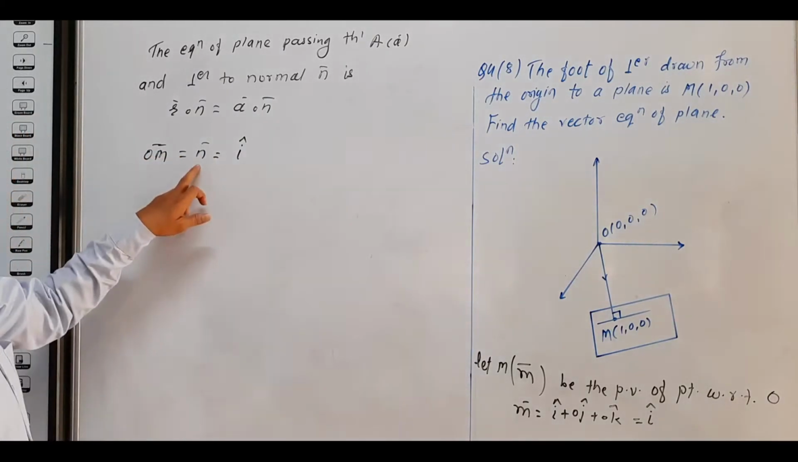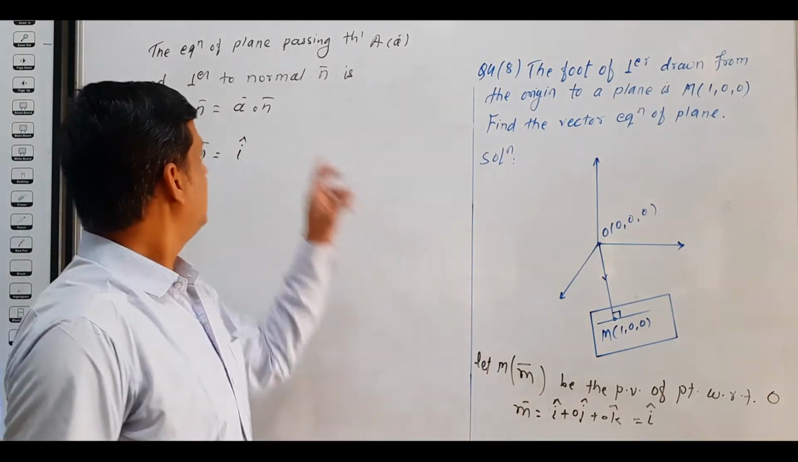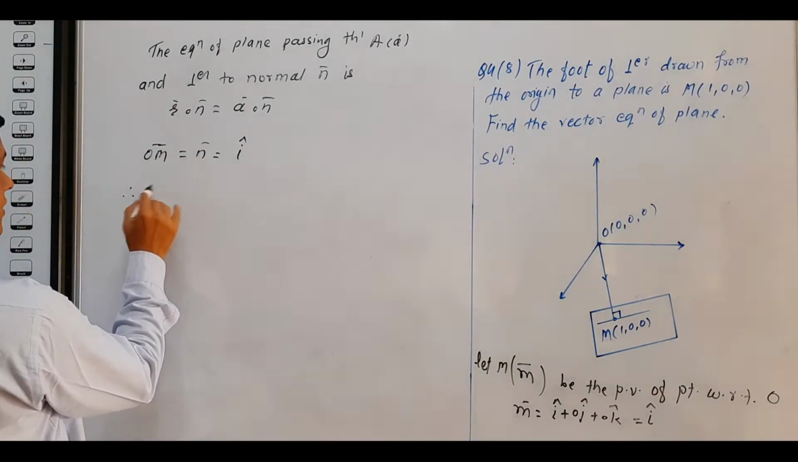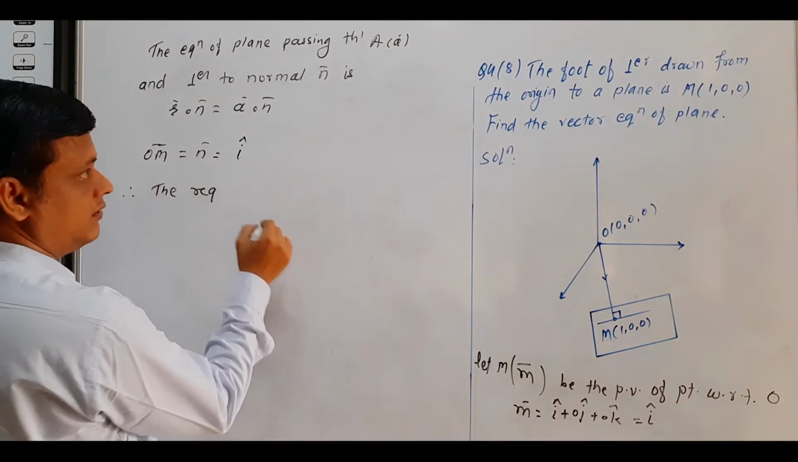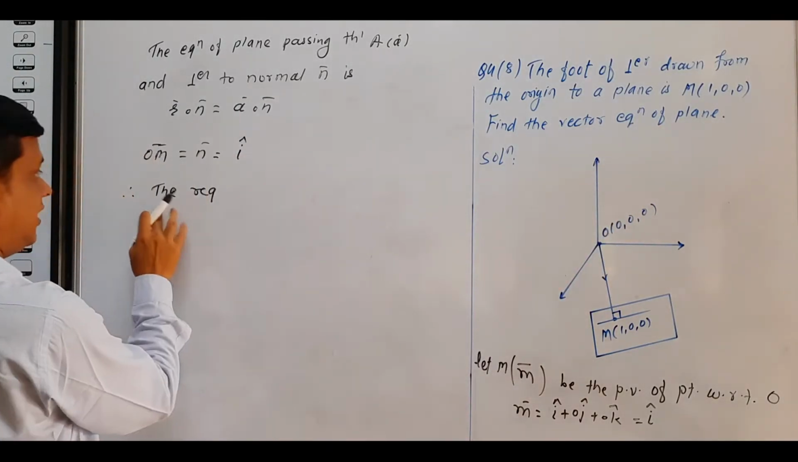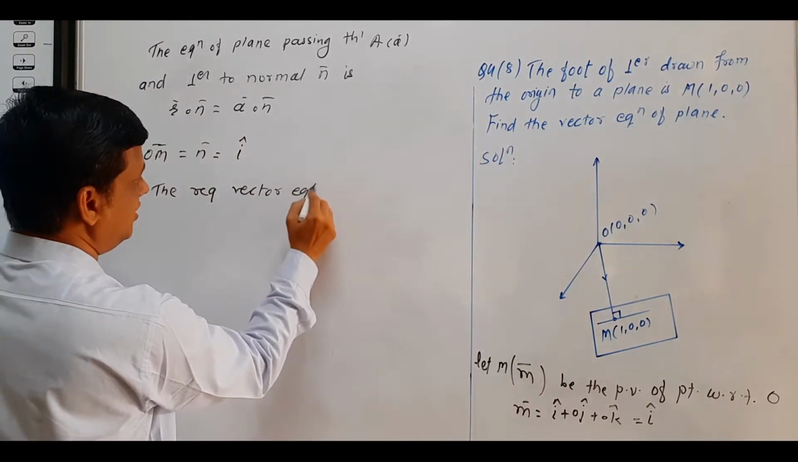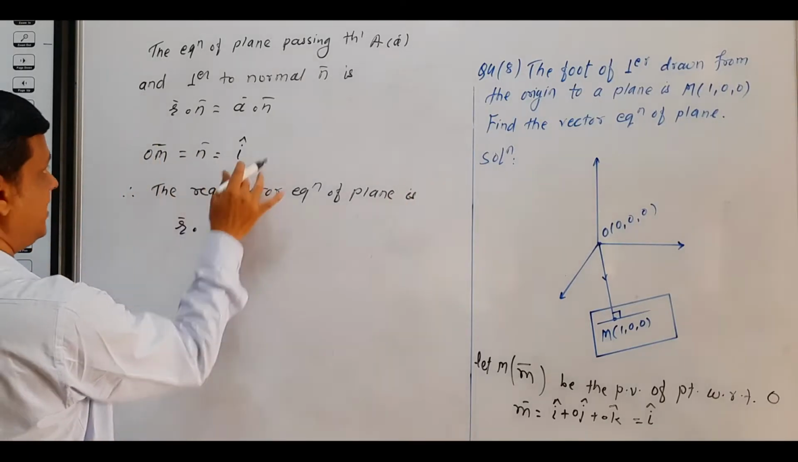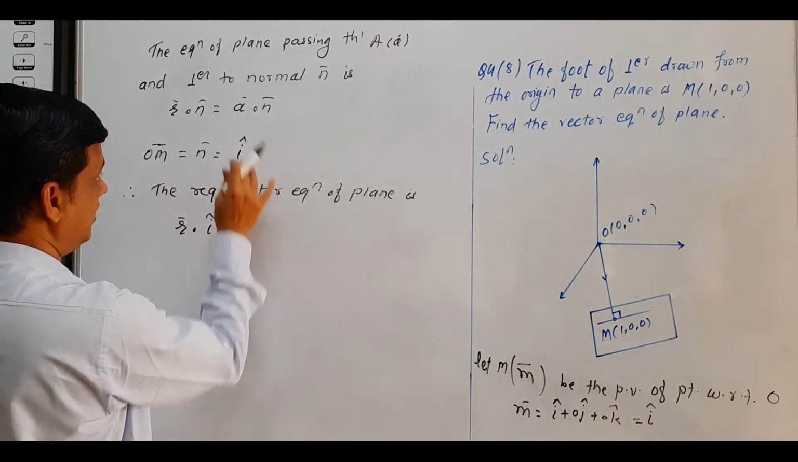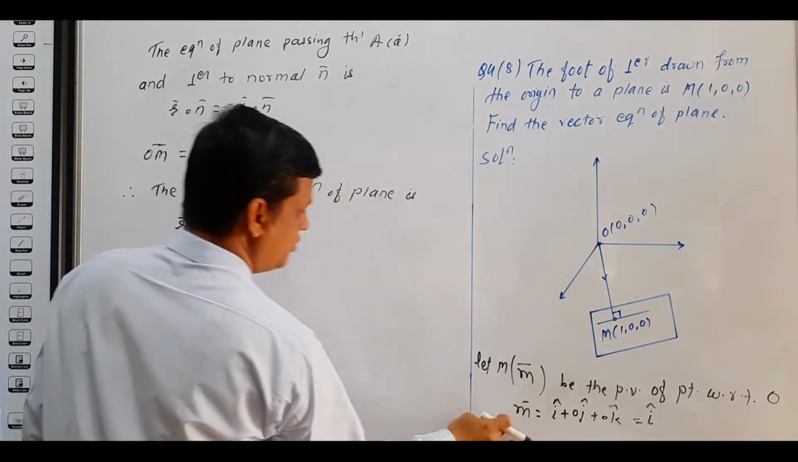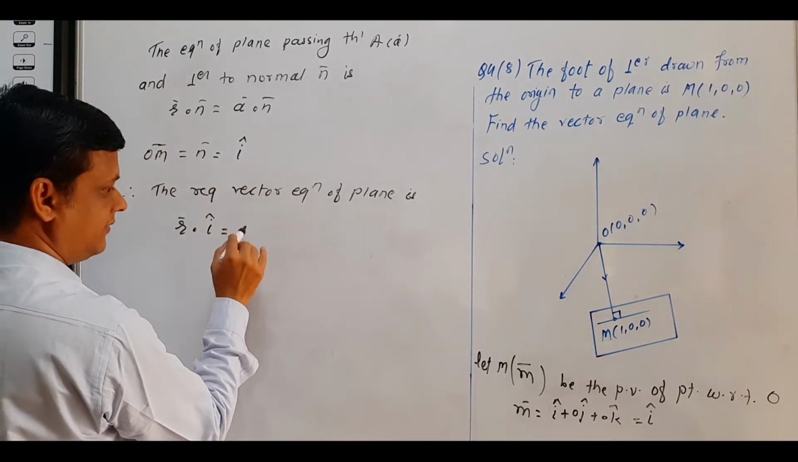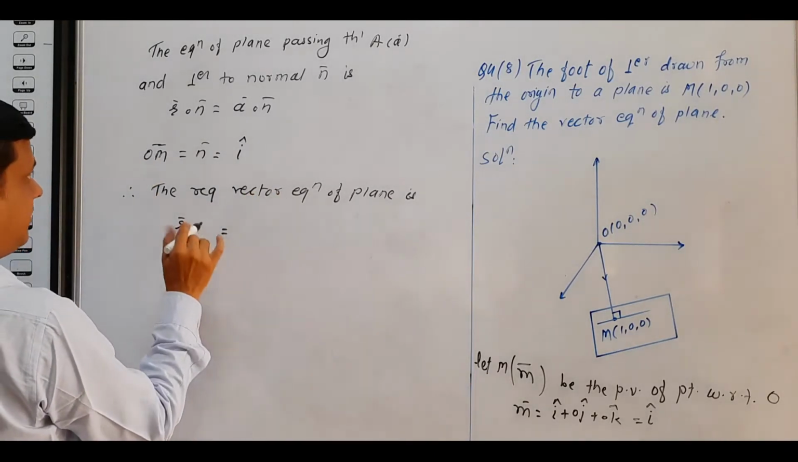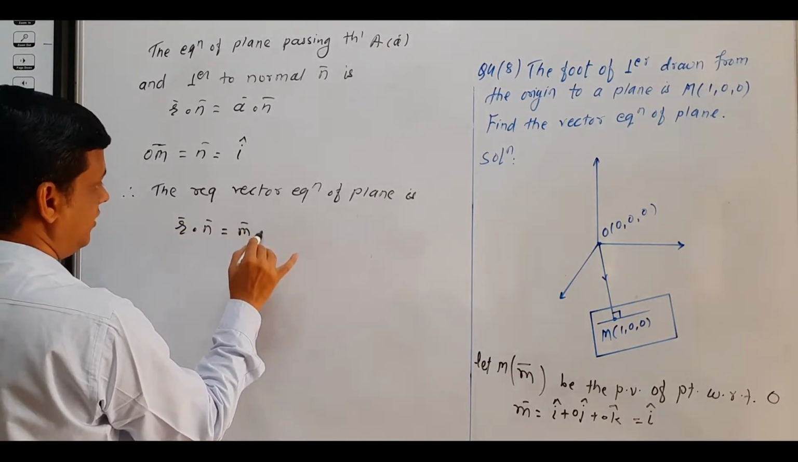Now we know the value of vector n, and we know the value of m-bar, which is the position vector of that point, that means the value of a-bar. Therefore, we have to find the required vector equation of the plane. It is r-bar dot n-bar, which is i cap, is equal to, in place of a-bar, the position vector m-bar. So r-bar dot n-bar is equal to m-bar dot n-bar.